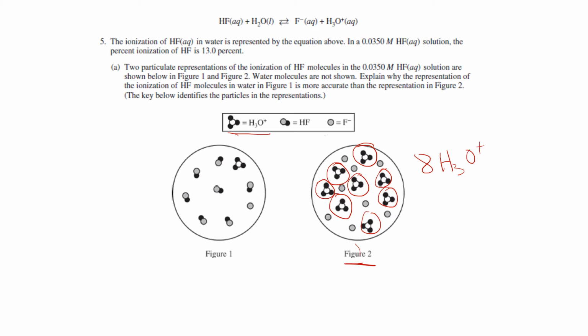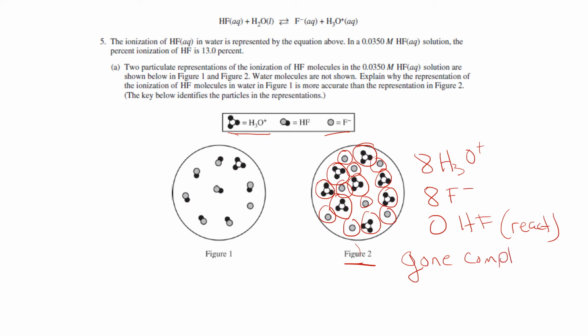I've got this one, and so let me count those. I've got 1, 2, 3, 4, 5, 6, 7, 8 of my fluorine ions, and I have 0 of my HF, and that's my reactant. So this shows that I have gone to completion. I don't have any of my reactant, which is HF, left.